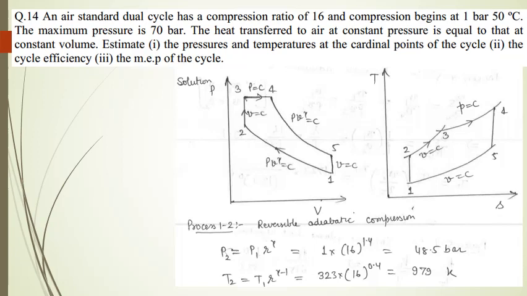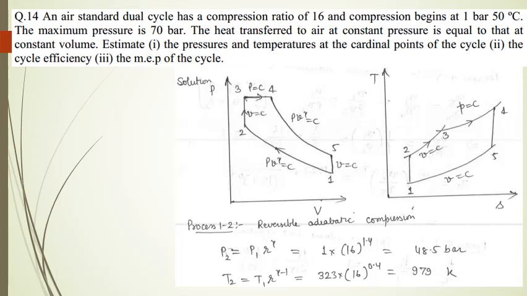Now we have drawn the PV diagram and TS diagram for the dual cycle, and all the processes have been indicated with their governing equations. For example, 1 to 2 is reversible adiabatic compression process, and the governing equation is P into V raised to power gamma is equal to constant. Then 2 to 3 is heat addition at constant volume. 3 to 4 is heat addition at constant pressure. 4 to 5 is reversible adiabatic expansion, and 5 to 1 is heat rejection at constant volume.